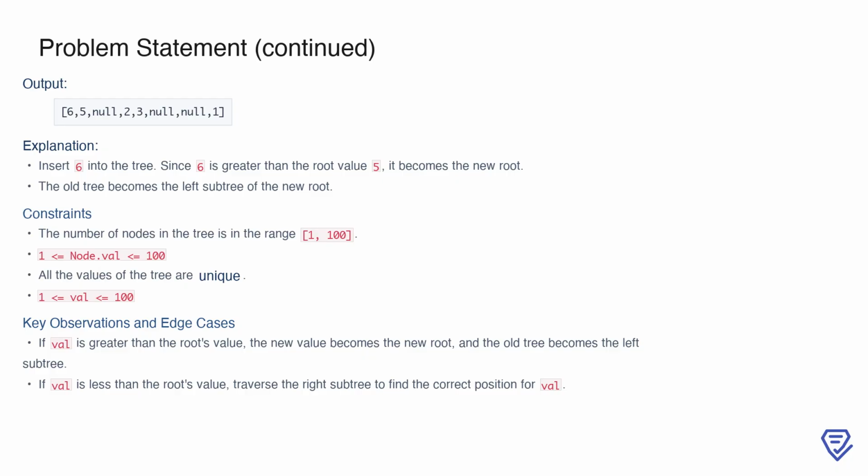For a third example, let's look at the input tree 5 2 3 0 1 with val equal to 6. In this case, the output tree becomes 6 5 0 2 3 0 1. Here's what happens. Since 6 is greater than the root value 5, it becomes the new root of the tree. The original tree then shifts entirely to become the left subtree of this new root. This ensures that the tree structure adheres to the definition of a maximum binary tree, where the largest value in the tree always occupies the root position.